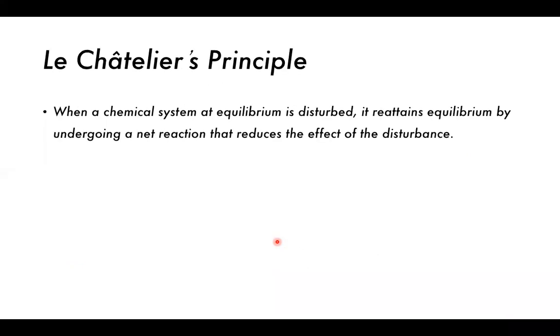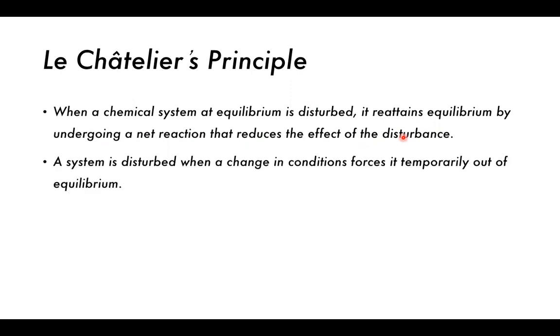Okay, so now we've moved on to Le Chatelier's principle, because I did a quick review there of equilibria. Le Chatelier's principle describes the disturbances in a chemical equilibrium. When a chemical system at equilibrium is disturbed, it reattains equilibrium by undergoing a net reaction that reduces the effect of the disturbance. That means that the system literally moves and reacts in such a way as to go back to the original state, the original ratio. For example, if we add more reactants to a mixture which is stable at equilibrium, then it will try to reach that same ratio again by producing more products.